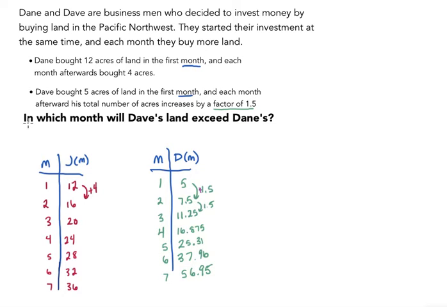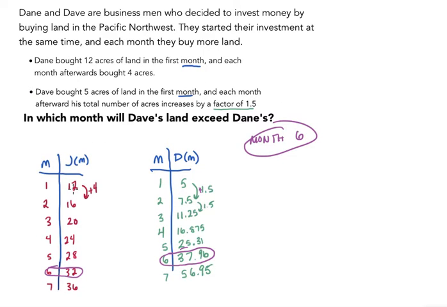And when it's asking us in which month will Dave's land exceed Dane's, if we're looking at this, in month 3 he's still less, in month 4 he's still less, in month 5 he's closing the gap significantly. He's got 28 and he's got 25. But by month 6 here, Dane has 32 acres of land and Dave has almost 38 acres of land. So we've answered the problem. By month 6, Dave's land will exceed Dane's.